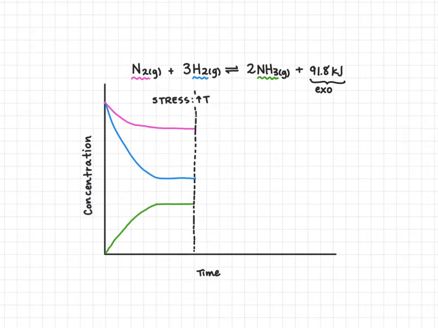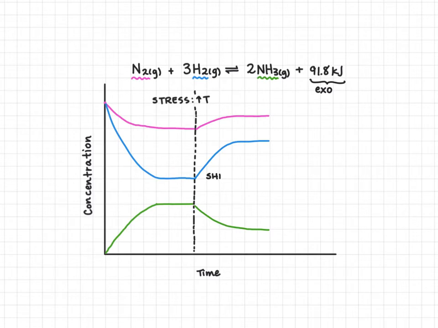In this case, because this is an exothermic reaction, when temperature is increased, we will shift away from the energy term towards the reactants. So our concentration of reactants will go up and our concentration of products will go down. So what that's going to look like is just a gradual shift away from our product. So our reactants will go up and our product will go down.